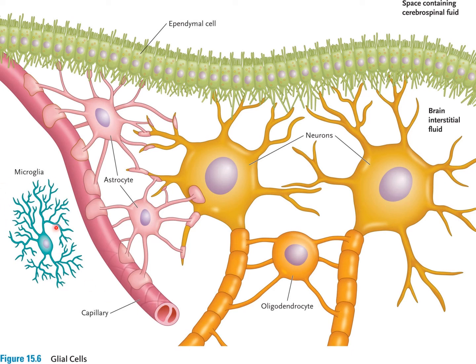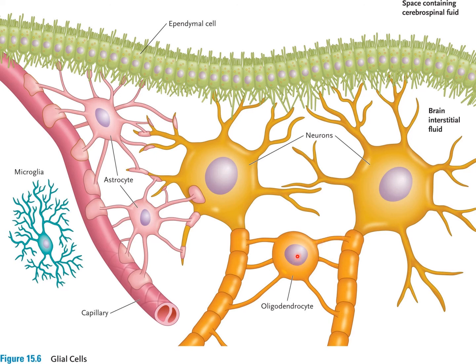You can also see there are microglia in the central nervous system. They crawl around and gobble up infectious bacteria or viruses. And then we have oligodendrocytes. These are the type of cell that produces the myelin sheath in the central nervous system.